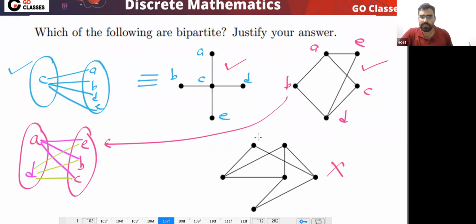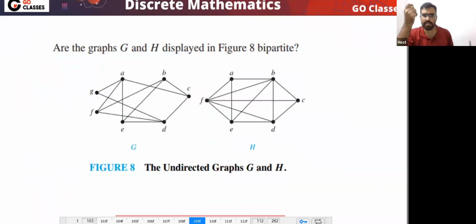Now, for this graph, you can notice that we have a triangle. These three vertices you cannot put in the same part because you have a triangle. So there is a 3-length cycle. Because you have a 3-length cycle, I can say this is not bipartite. Because remember, if there is some odd cycle, then it is not bipartite.